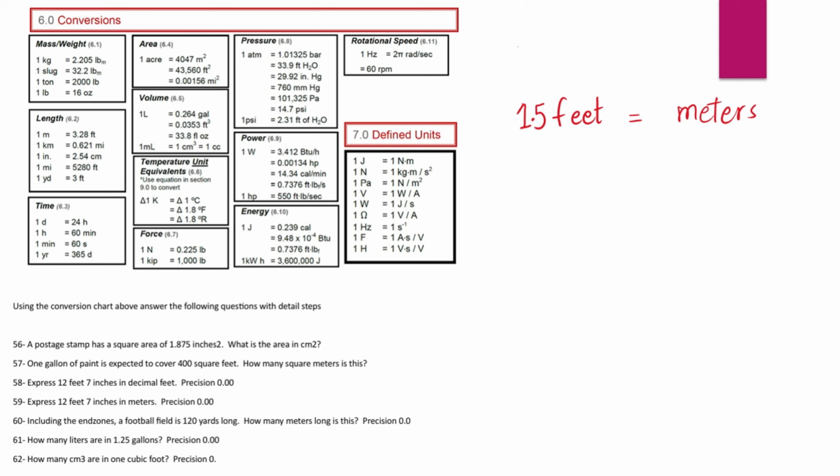So in order to find how many meters are there in 1.5 feet, we need to see this table. First of all, this is length, right? Feet and meters. So we will go to the length table. In the length table we have 1 meter equals 3.28 feet. So we can write here, 1 meter equals 3.28 feet. Now we need to find 1.5 feet in meters.